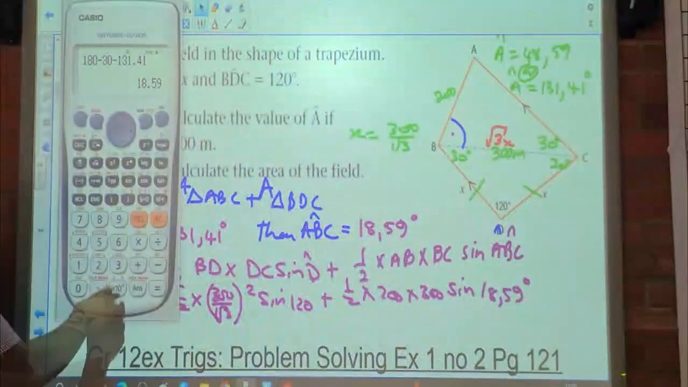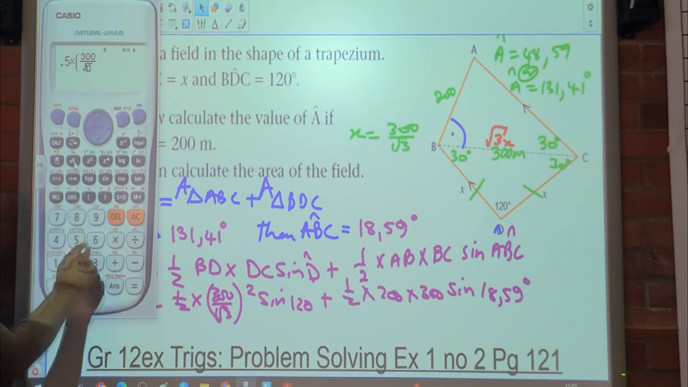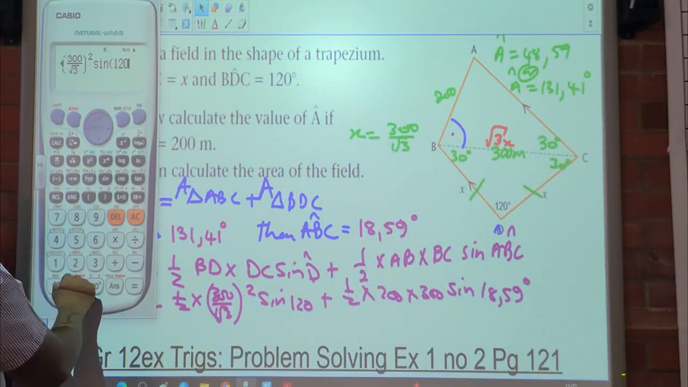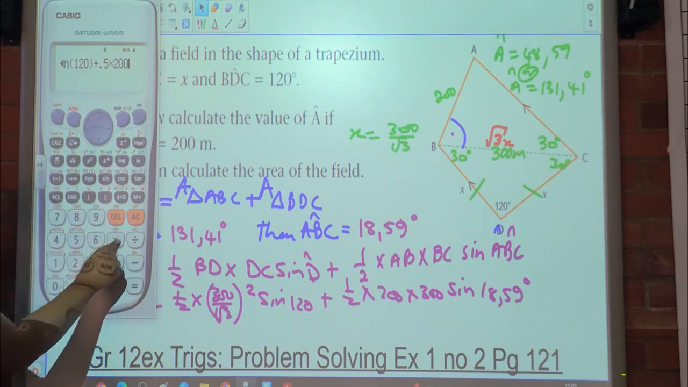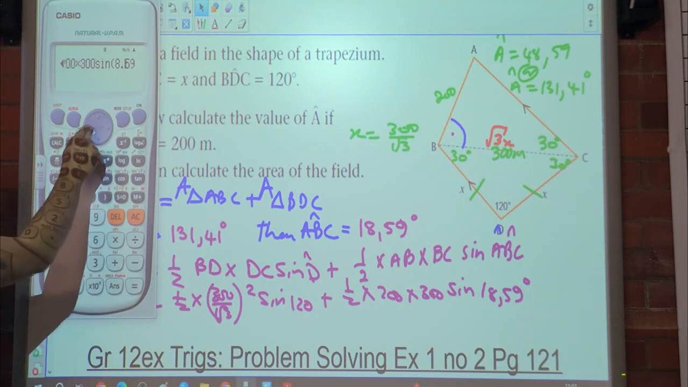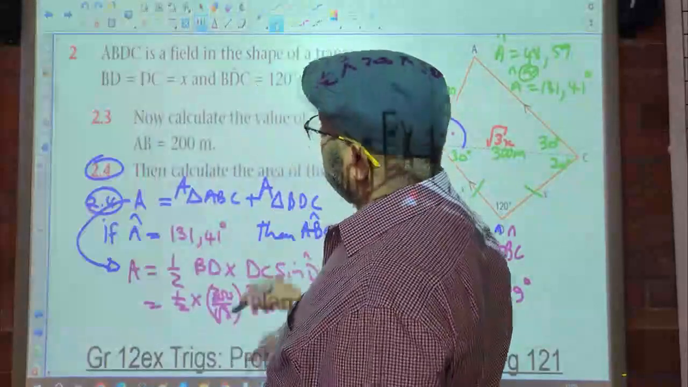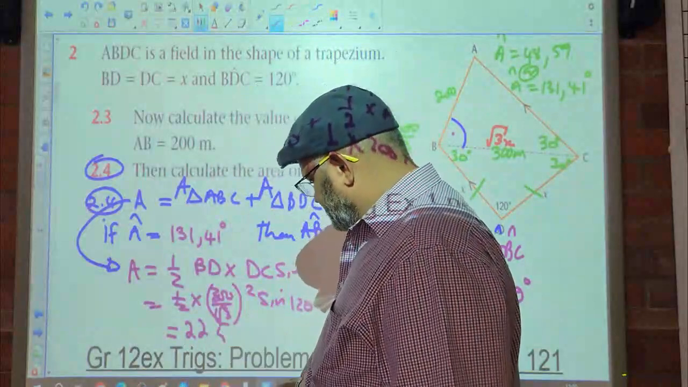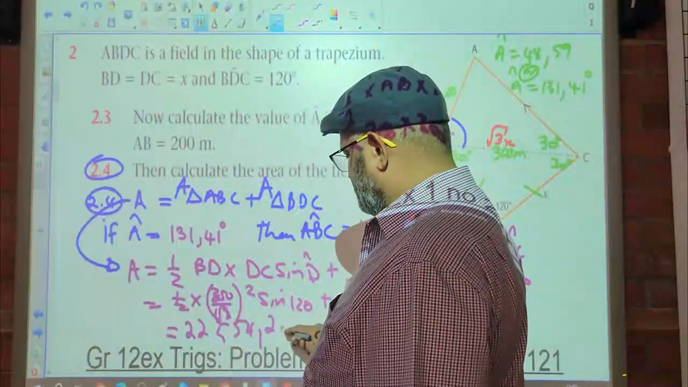Okay. So it's half times open brackets 300 over root 3 squared sine 120 plus half times 200 times 300 sine of 18.59, which gives you 22,554.1 meters squared.